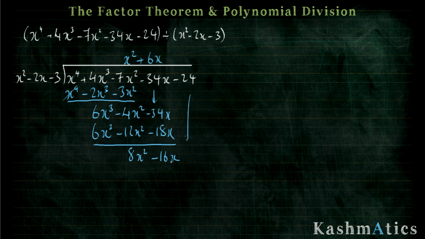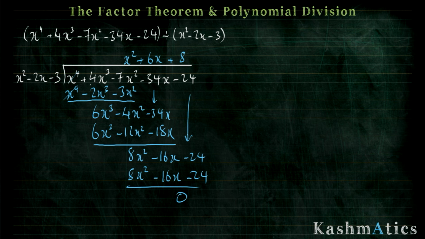And let's bring this down here. Remember that's my remainder, which I'll hook onto the 24, or minus 24. How many x squareds are there in 8x squared? That's going to be 8. Then multiply 8 by all of this. So you've got 8x squared, take away 16x, take away 24, and the remainder then is 0.